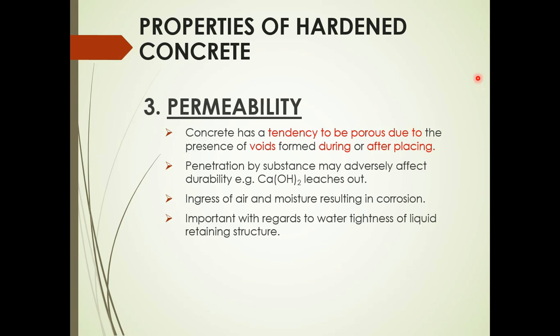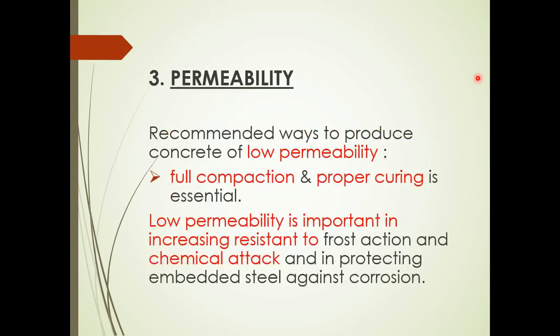For a liquid retaining structure, permeability is very important so that we get the water tightness of the structure. The recommended ways to produce concrete of low permeability are full compaction and proper curing of the concrete. Low permeability is important because we can increase the resistance to frost action and chemical attack, and we can protect the steel against corrosion.